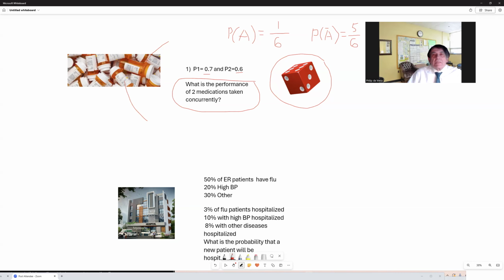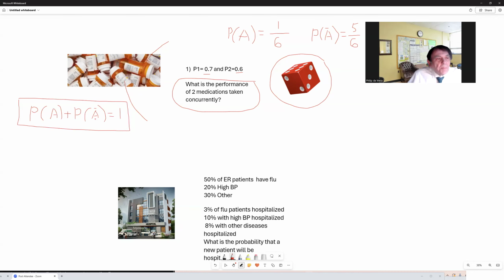Then there is a theorem, the full probability theorem, which shows that P(A) plus P(A bar) always equals 1. This is one thing that we should remember, and we need it to solve this problem with medications.